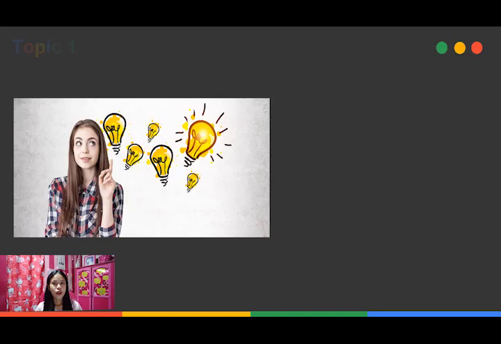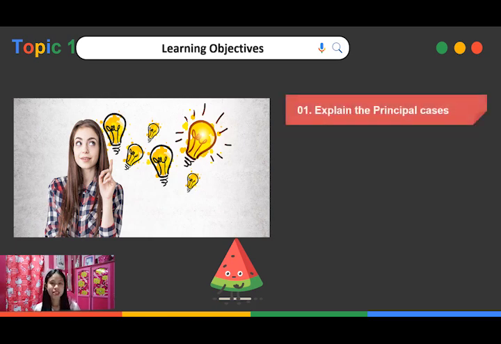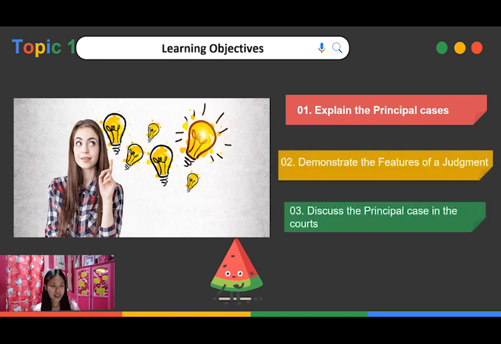So let's start. We have here the learning objectives. At the end of this lesson, the learners should be able to: first, explain the principal cases; second, demonstrate the features of a judgment; and last, discuss the principal cases and the courts.